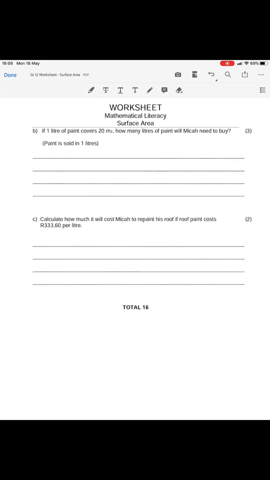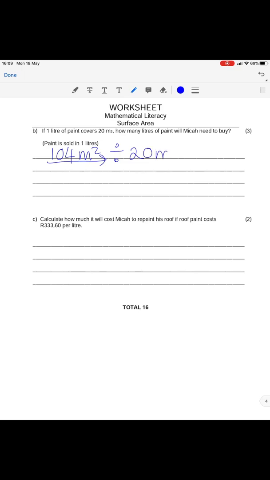Moving on to question B. If 1 liter of paint covers 20 square meters, how many liters of paint will Micah need to buy? Well, we know that he has to paint 104 square meters. So we're going to divide that by 20 square meters, and we get an answer of 5.2 liters, which we need to round up because you can't buy paint in 5.2 liters. The question told us that paint is sold in 1 liter tins. So we're going to round that up to say we need 6 liters of paint.